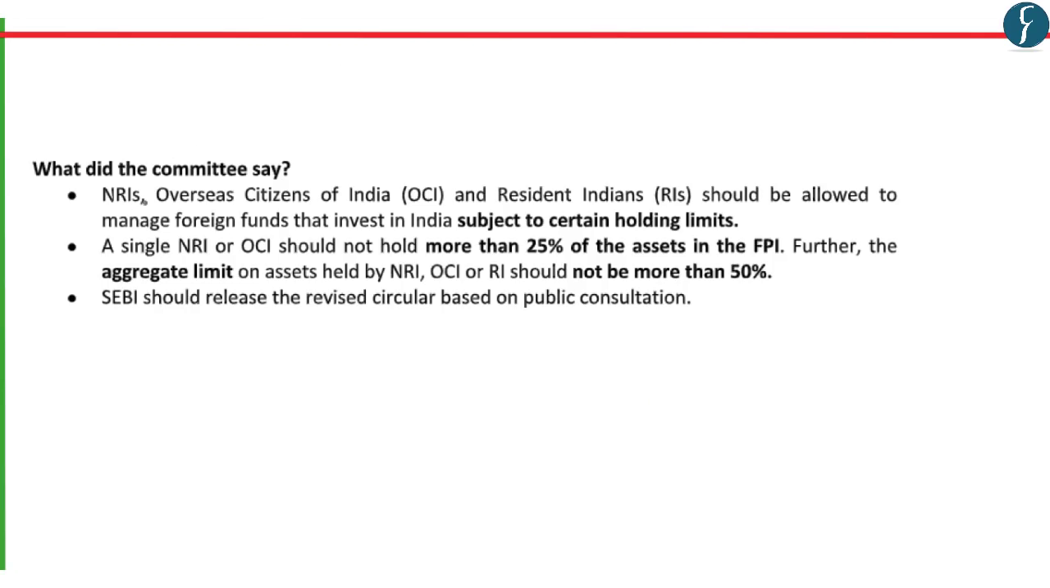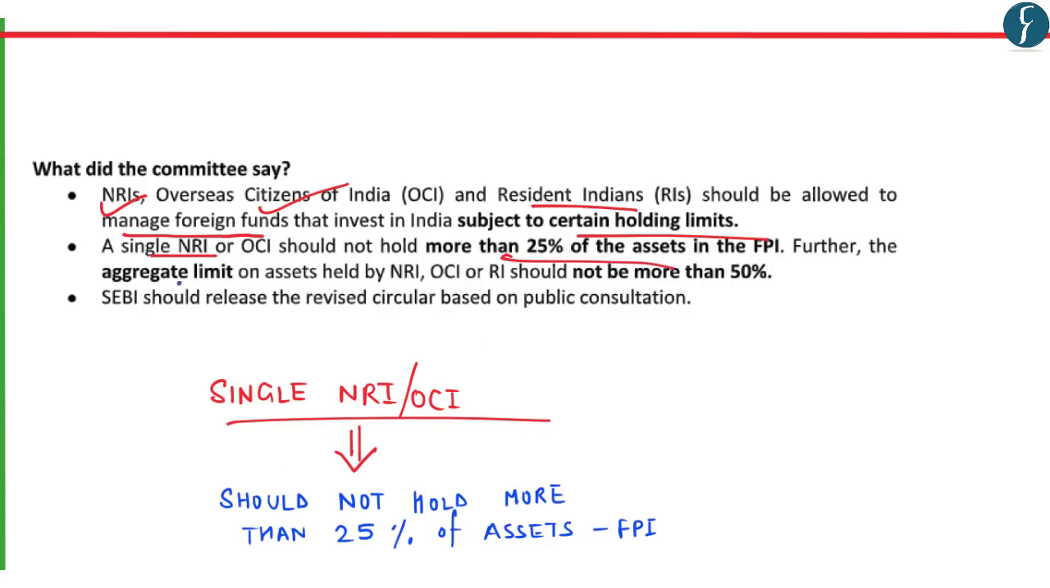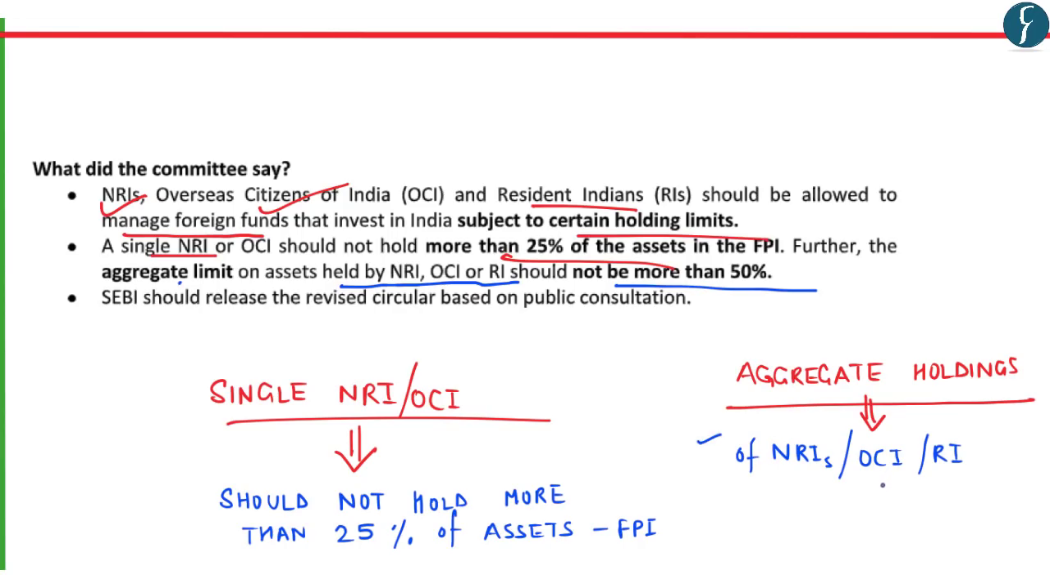The committee has suggested that NRIs, OCIs and resident Indians should be allowed to manage foreign funds that invest in India subject to certain holding limits. Now, what are these holding limits? The committee suggests that a single NRI or OCI should not hold more than 25% of the assets in an FPI. Whereas the aggregate holdings of these NRIs, OCIs, or even resident Indians shall not be more than 50%. So the committee has actually increased the limit from the earlier 25% of the SEBI circular to 50% in case of aggregate holdings or if they invest as a company. And the committee has also suggested that SEBI should release the revised circular based on public consultation with respect to concerns over outflow of FPI money.